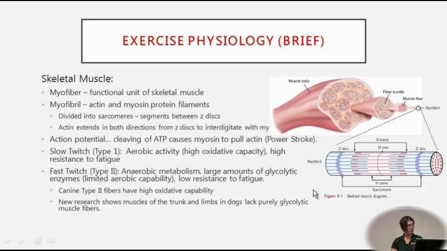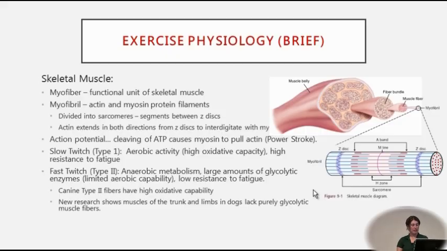Talking about different types of muscle, we've got the slow twitch muscle and the fast twitch muscle. The slow twitch muscles are the type 1 fibers, and these are our aerobic capacity muscles, so high oxidative capacity and a high resistance to fatigue. The fast twitch muscles are the type 2 fibers, and these are considered to be anaerobic metabolism. They have large amounts of glycolytic enzymes, so a limited aerobic capability, and they have low resistance to fatigue.